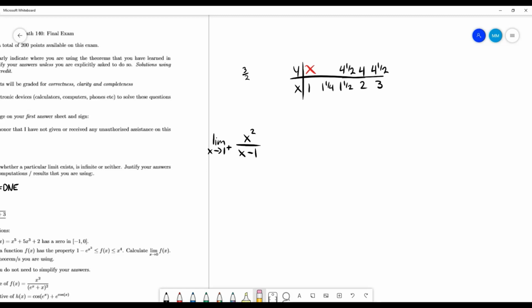And then if we plug in that 1 1/4, that's going to be 5/4. Square that. 25/16 over 1/4. That's going to be 25/4, which is then 6 1/4.